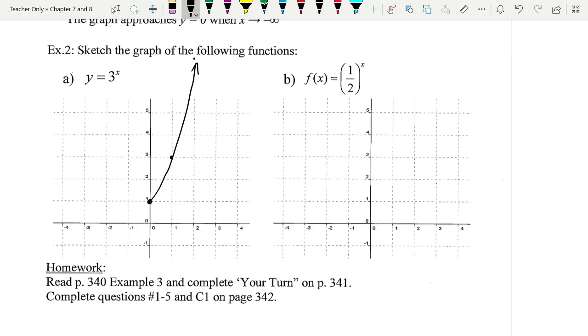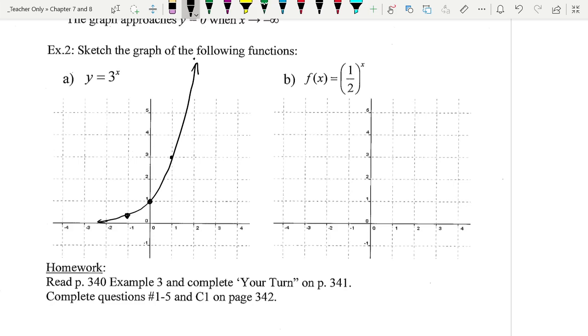It also heads to the asymptote faster, right? Because 3 to the negative 1 is a third, not a half. And then 3 to the negative 2 would be a ninth, not a quarter. So it's just a steeper graph in both directions. Oh, I kind of missed my dot. I'll make a bigger dot. There we go.